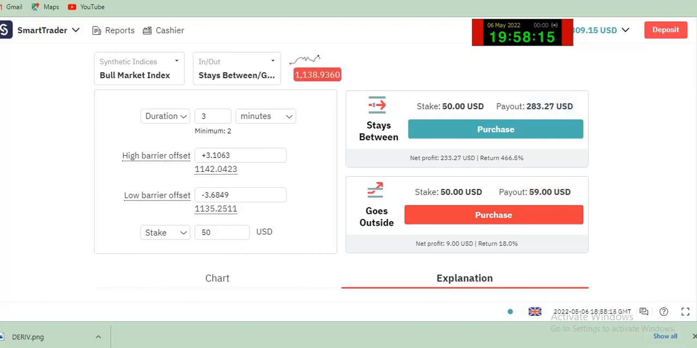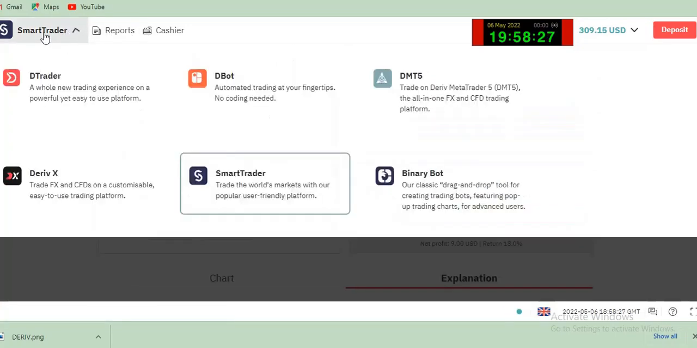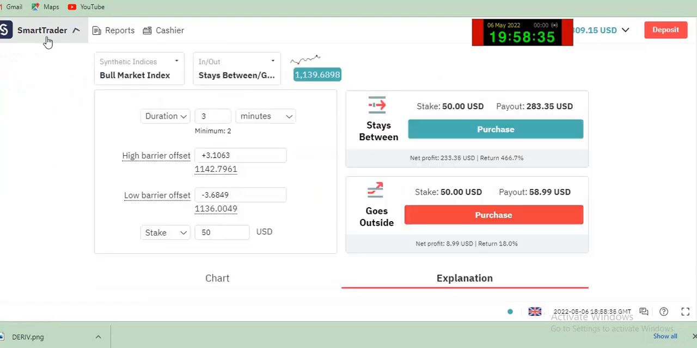Alright, let's do this. First of all, I'm using the Deriva platform itself. So I'm using the Smart Trader. So all you need to do is go to Deriva and you come to this zone here and you click on this place here, which is the Smart Trader platform. When you click on it, it's going to bring you to this zone here.